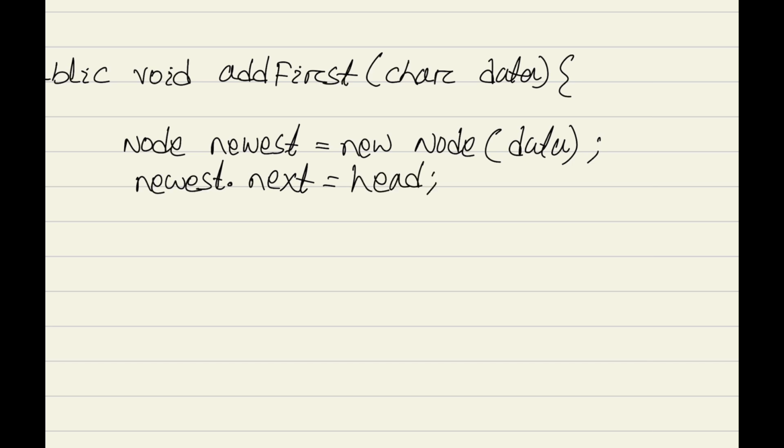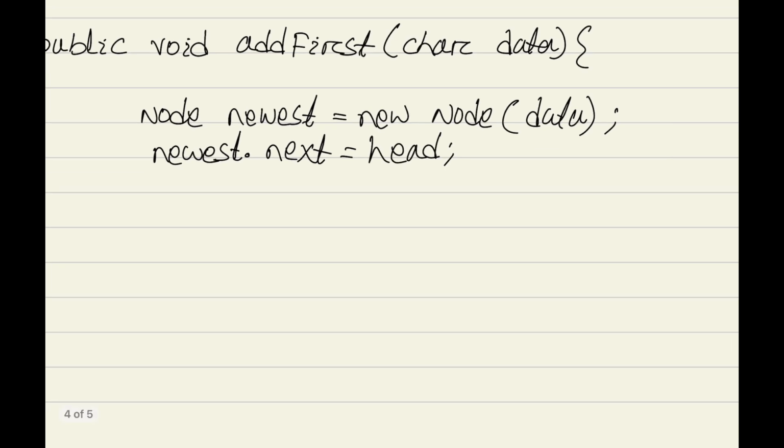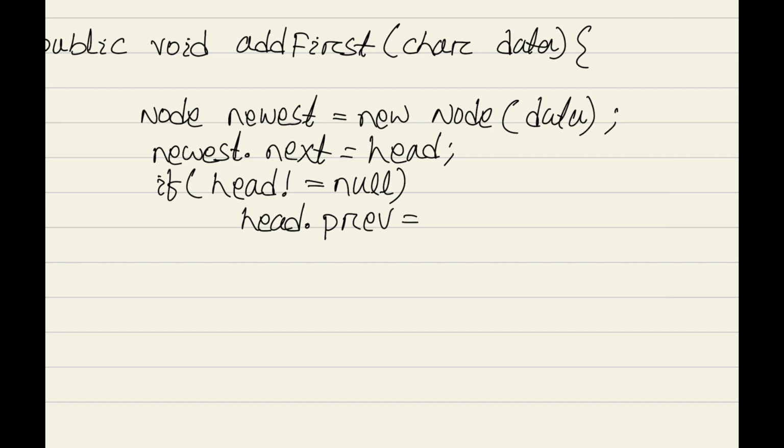Then what is the next step? So in the next step we can write: if the head is not null, that means if the list is not empty, update the previous. So which node's previous? The head node's previous, or the node that is referred by head. So we can write head.previous = newest.